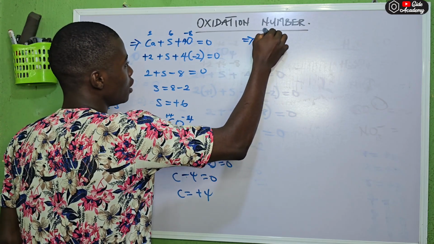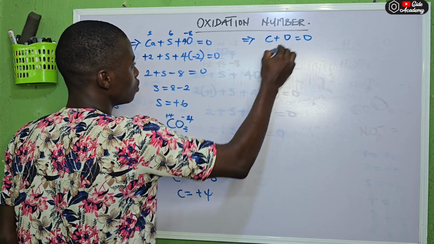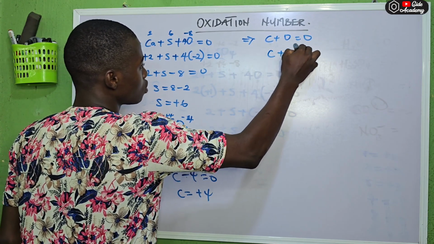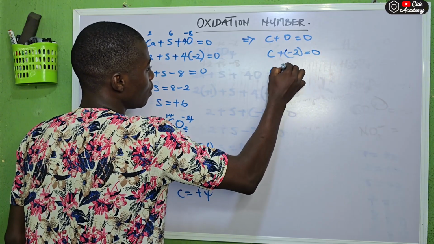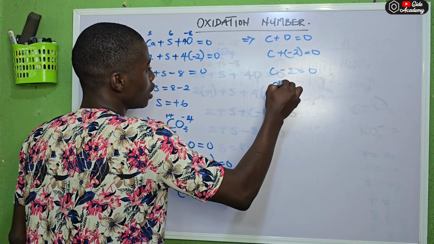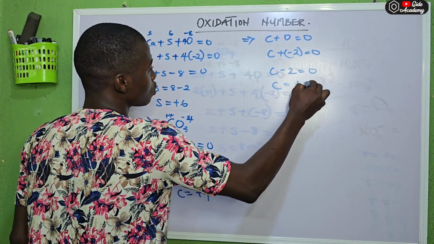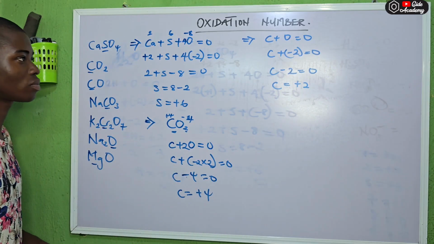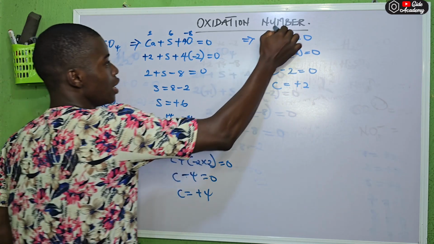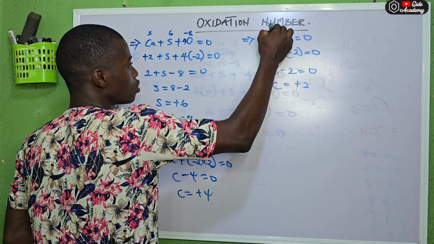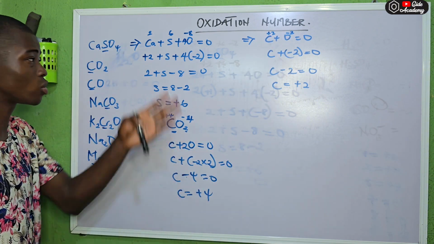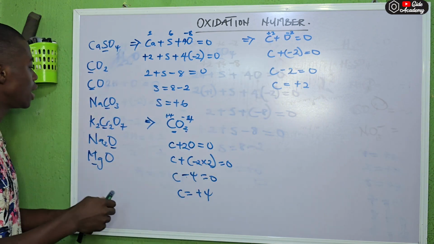So let's try this other one here. The next one we have there is C plus O is equal to 0. Carbon plus minus 2 is equal to 0. Carbon minus 2 is equal to 0. Carbon is equal to what? Plus 2. So as easy as that. Here is minus 2. Here is plus 2. Minus 2 plus 2 is going to give us what? 0.